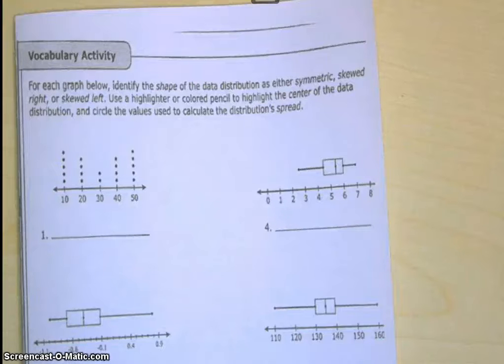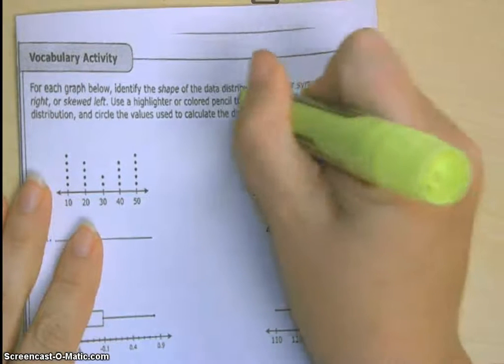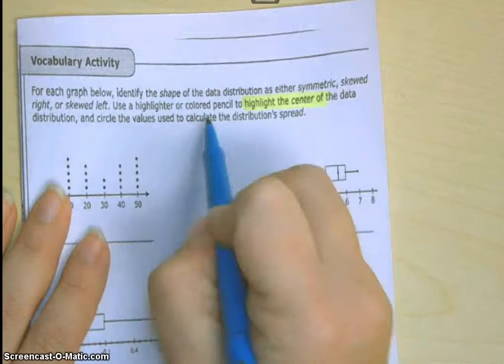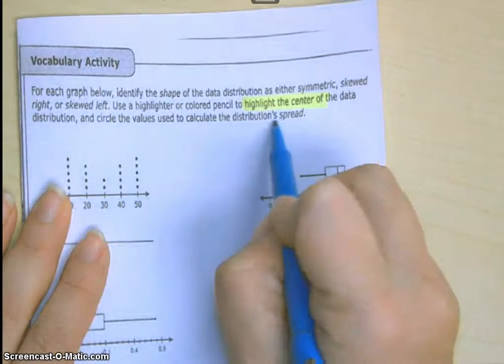Okay, so this should be your second activity that you're going to work on. For this one, you're going to go through and do exactly what it says. It says for each graph, identify the shape of the data distribution as either symmetric, skewed right, or skewed left. Use a highlighter or colored pencil to highlight the center of the data distribution and circle the values used to calculate the distribution spread. So we're going to highlight the center, and then we're going to circle the values used to calculate the spread.